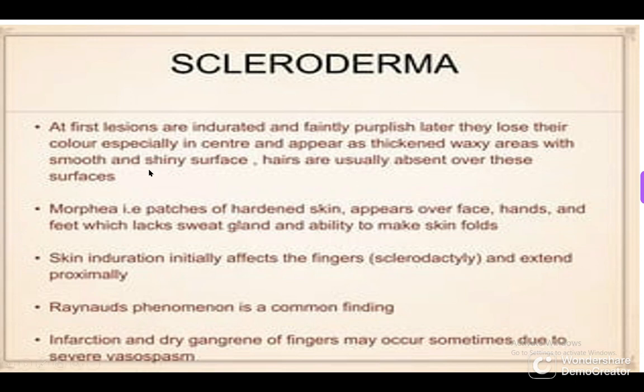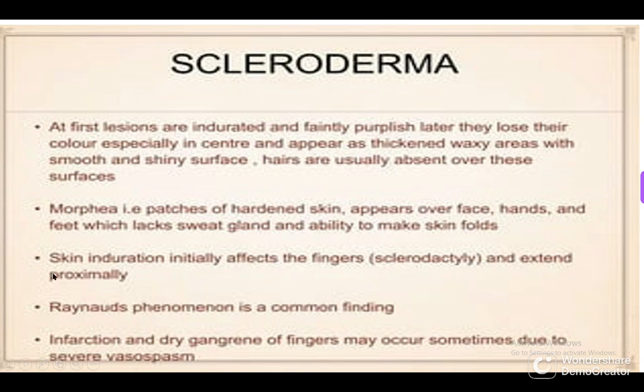Another disease is scleroderma. At first, lesions are indurated and faintly purplish. Later, they lose... This is systemic sclerosis actually, especially in the center, and appear as thickened waxy areas with smooth and shiny surface. Hairs are usually absent over these surfaces. Another part of this lesion is morphea, that is, patches of hardened skin that appear over the face, hands, and feet, which lack sweat glands and the ability to make skin folds.